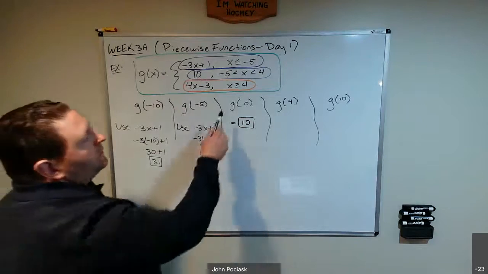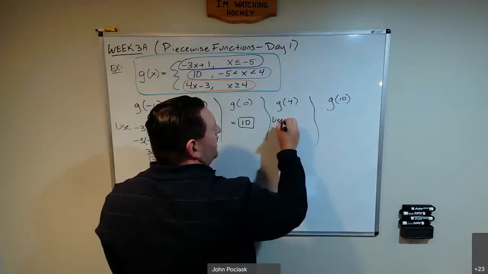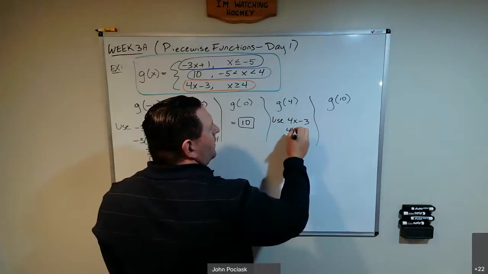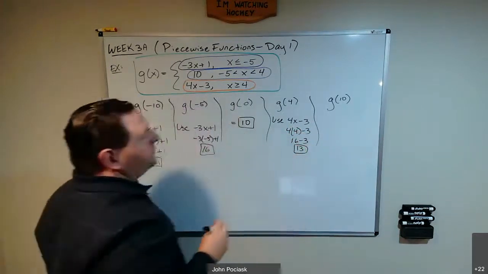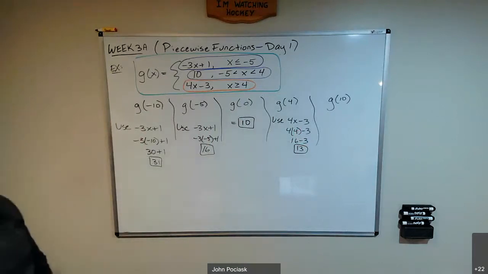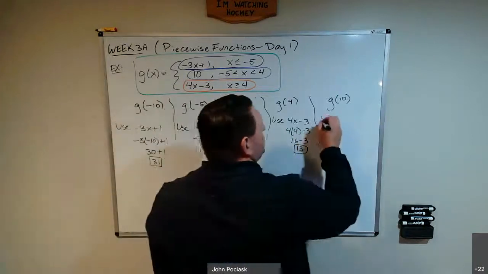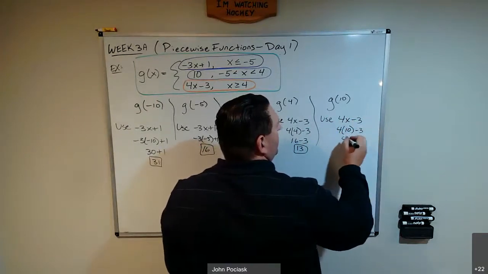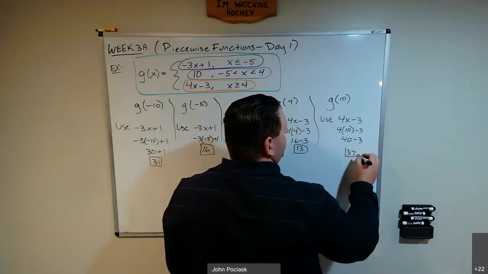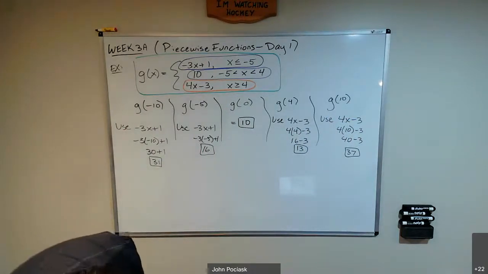4 is on the orange one. 4 is greater than or equal to 4. So you would use 4x minus 3 for that. Gives you 13. And then the number 10 for the last one. 10 also satisfies this last inequality. So you would use 4x minus 3 for that. And that gives you 37. Right. So we're going to now have to do some graphing.